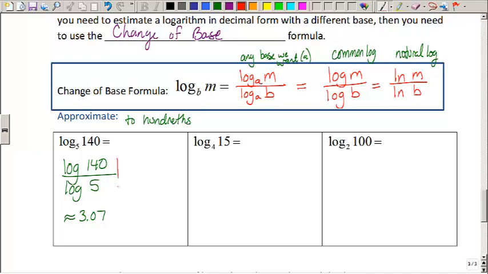Now I want you to understand that you could do this whole problem again, and instead of using log, you could use natural log: ln 140 over ln 5, using the same change of base formula, using the natural logarithm instead of the common logarithm. Now I'd like to type that into my calculator and see what answer I get.